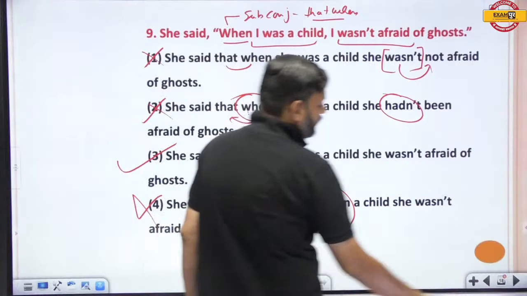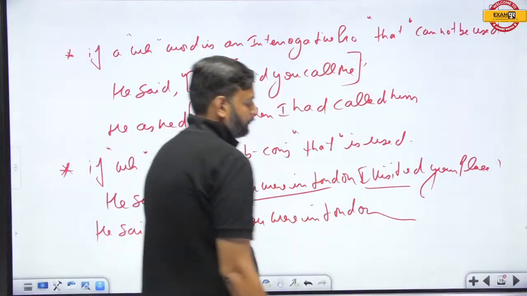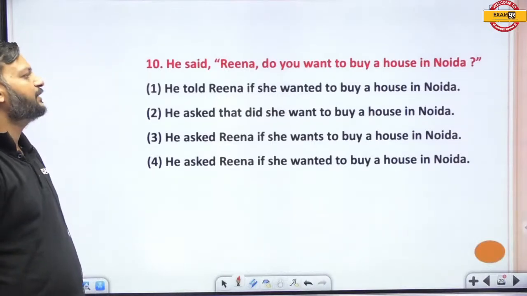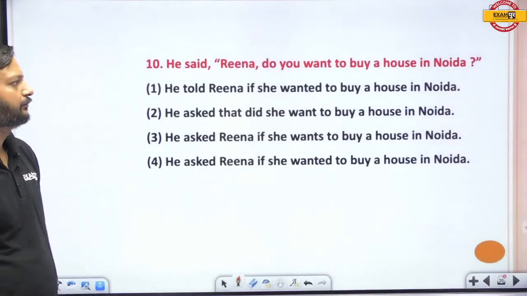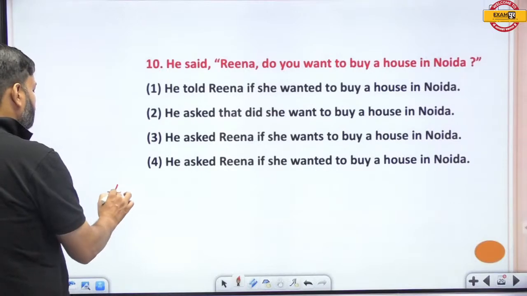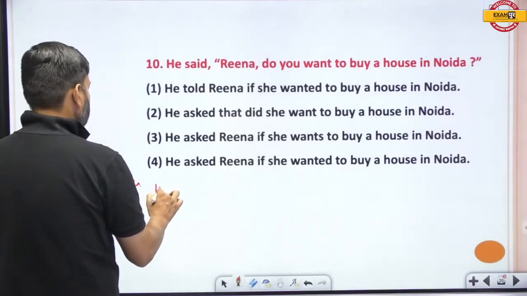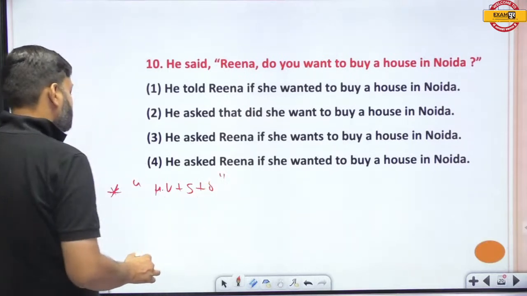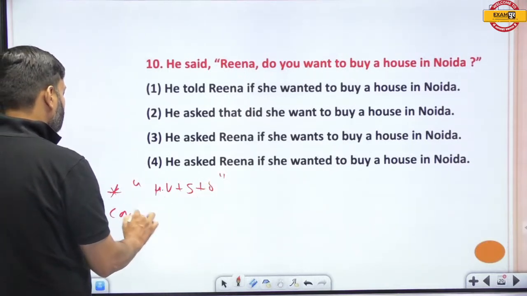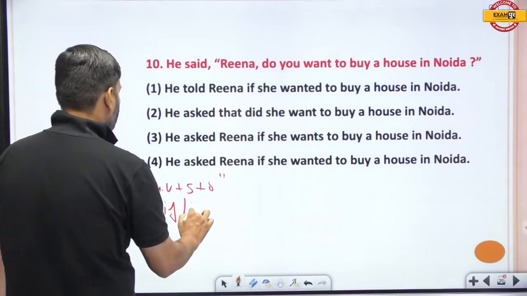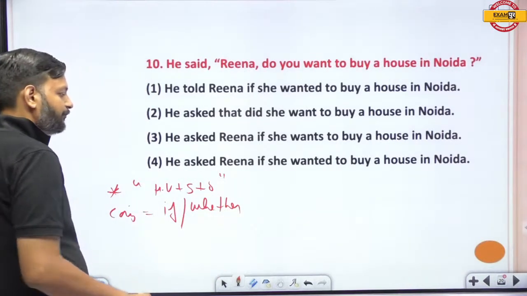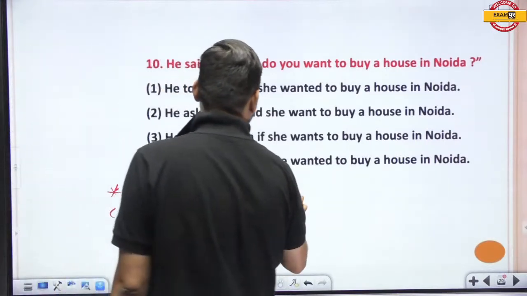Now, question number 10. He said, Reena, do you want a house in Noida? So remember one thing, if reported speech starts with helping verb, conjunction would be if or whether.